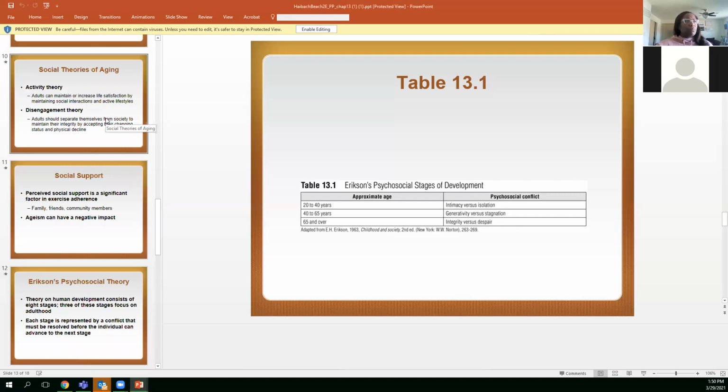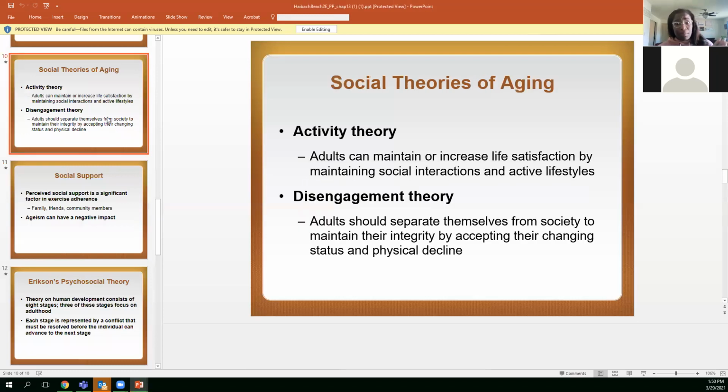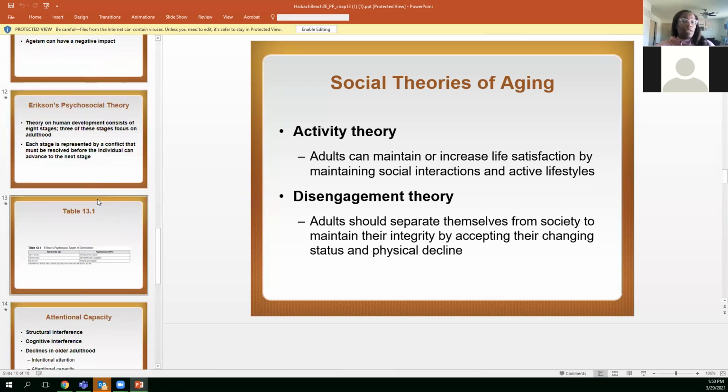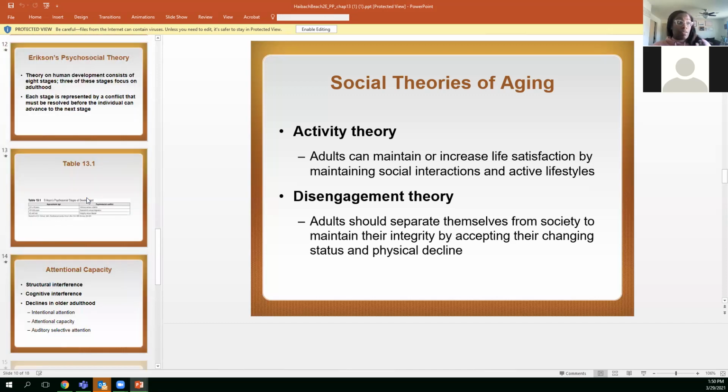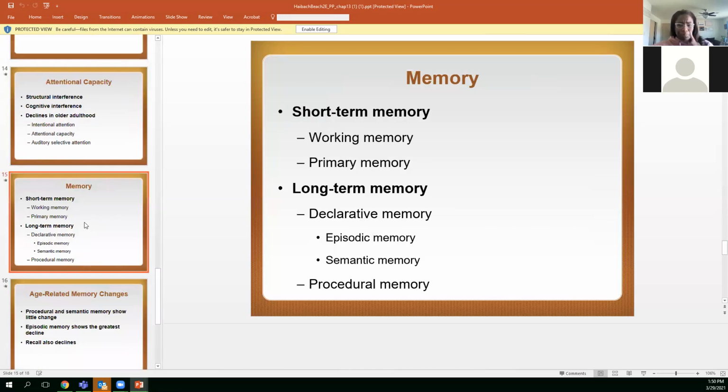Also, make sure that you are reviewing the social theories of aging. Know the difference between activity theory and disengagement theory. Make sure that you're reviewing a lot of these chapters and these charts and the different theories that are involved. This is very important for your quiz.